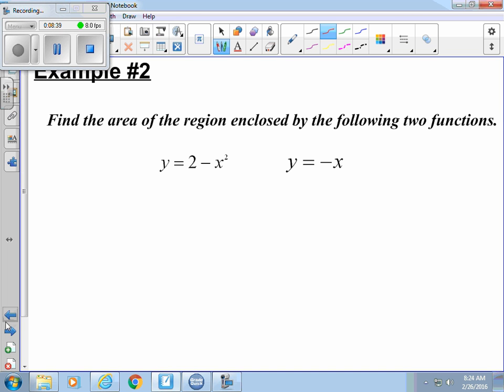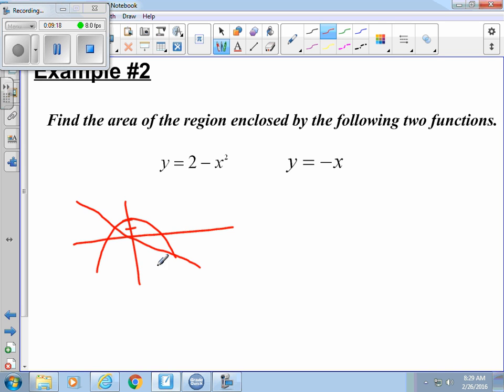Find the area of the region enclosed by these 2 functions. See if you can set it up. Try to draw this picture by hand. It's been a while, but it's not impossible. All right. So, the graph: a parabola turned upside down, moved up 2 units. Everyone agree? And y equals -x is this line here.